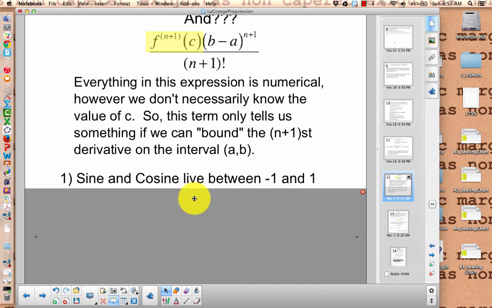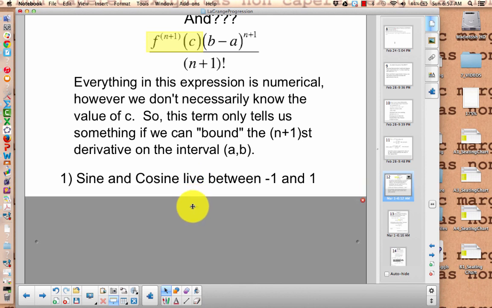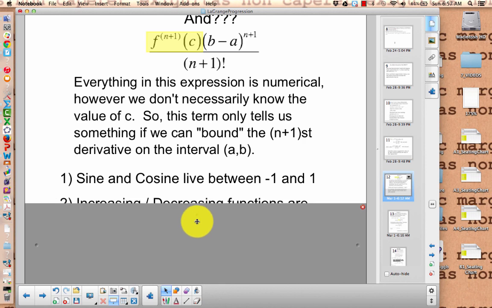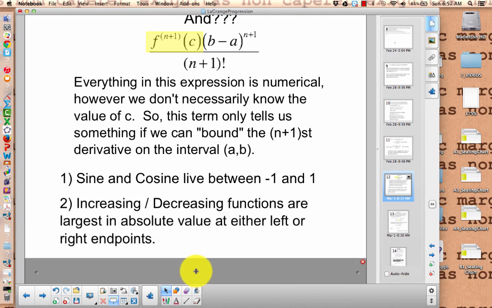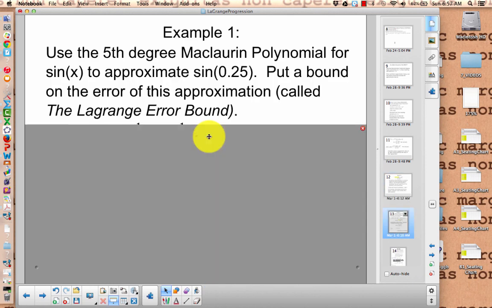For example, if your derivative involves sine or cosine, you know that sine and cosine can't be larger than 1 or smaller than negative 1. So you can put a bound on those types of functions. If you know that your function is always increasing or decreasing, then you know that the maximum value occurs at either the right endpoint or the left endpoint. Okay, so let's jump into two examples to see how this actually plays out.